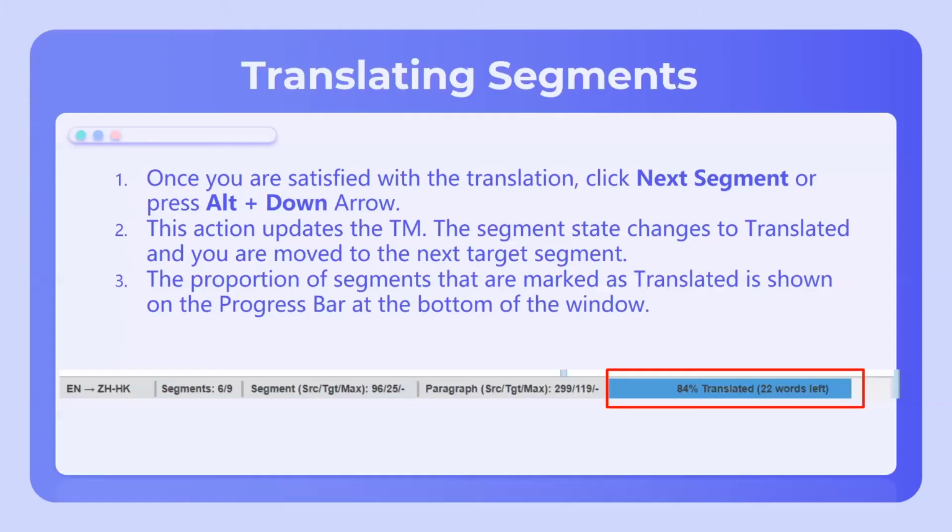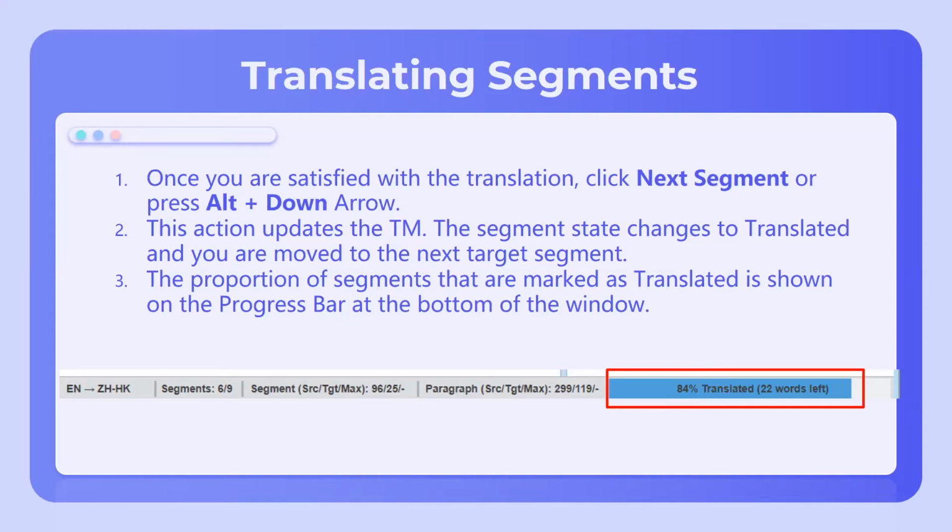If we are satisfied with the translation of the current segment, we can click next segment or just press Alt with the down arrow to move forward to the next segment. This action will update our current translation memory, and the segment state will also be changed to translated as we move to the next target segment.